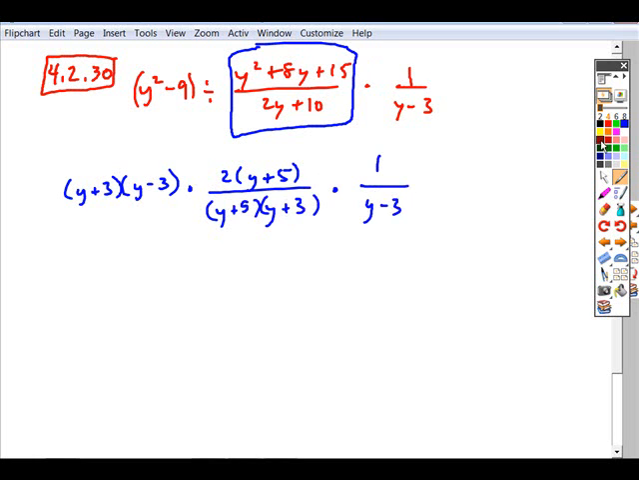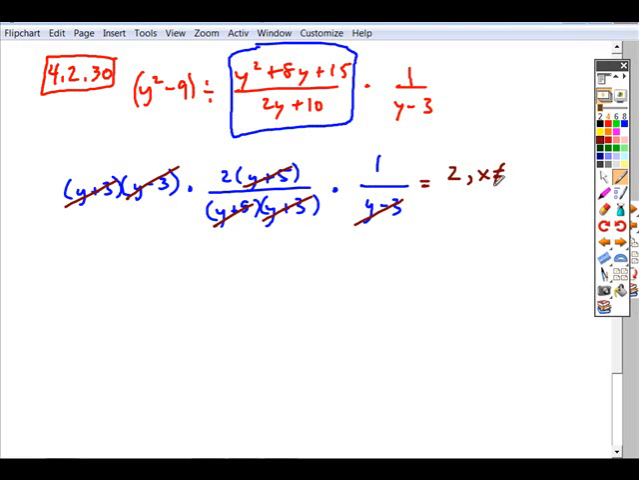Once we have this all written as one multiplication, we can now start canceling common factors. So the y plus 3's cancel, the y minus 3's cancel, the y plus 5's cancel. And so as we move across here, we just get 2 times 1 is equal to 2. There's no other factors involved in this, so that's your solution.